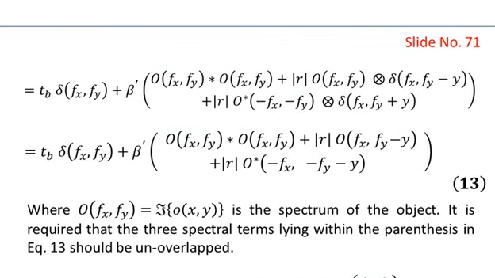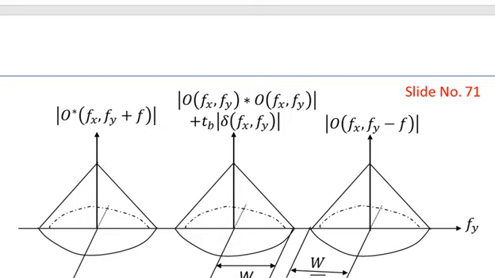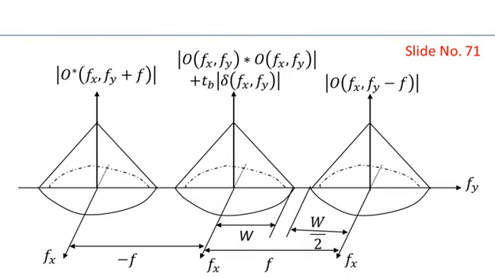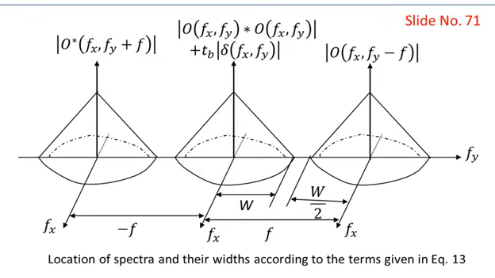The rest two terms are the autocorrelation term of the spectrum, that is O autocorrelated with O, and the other term is the R mod squared term. So we have shown these terms in the center because these are the unaffected terms. And the caption is location of spectra and their widths according to the terms given in equation number 13. So you see that we have shown all the four terms.